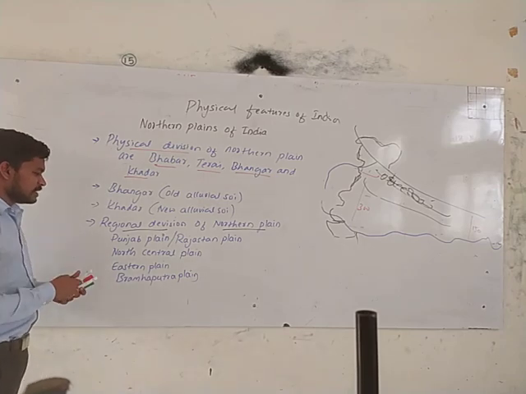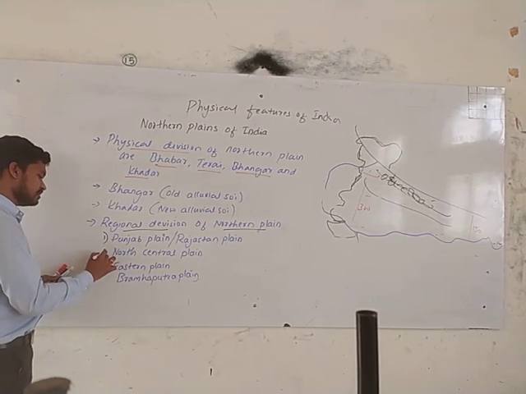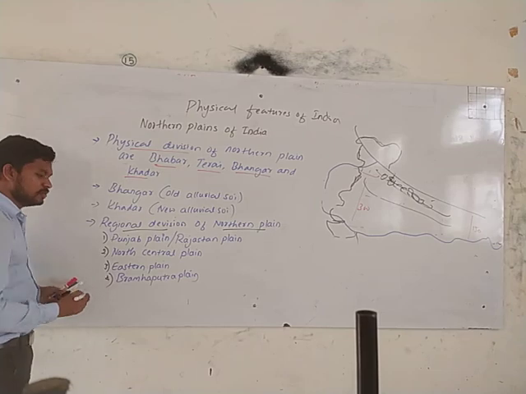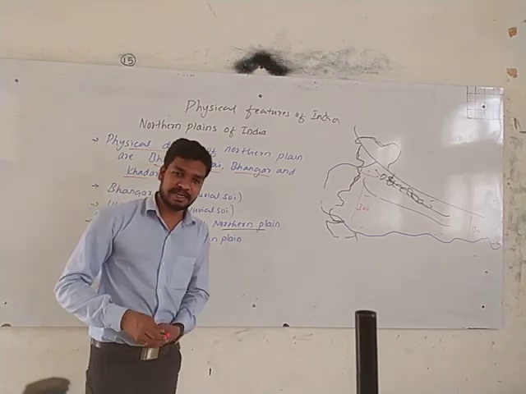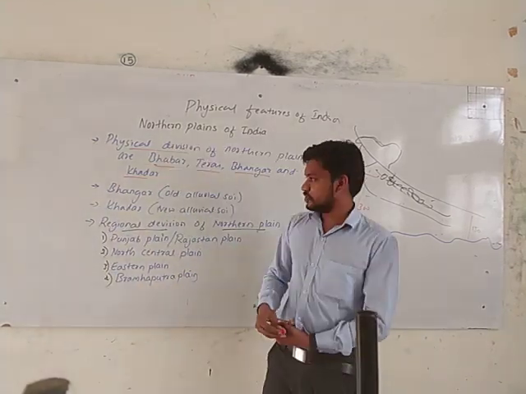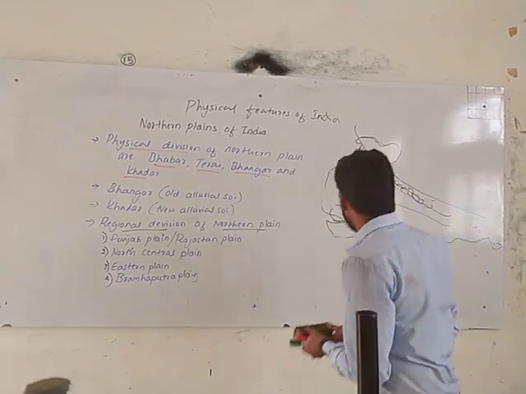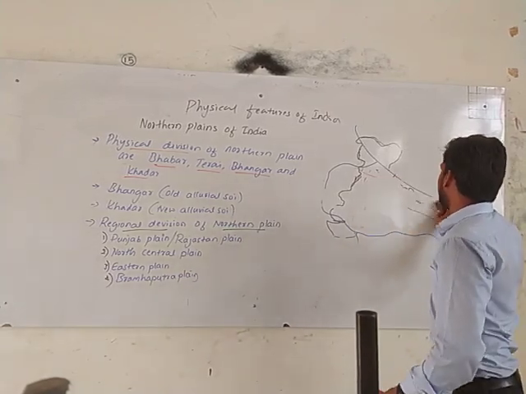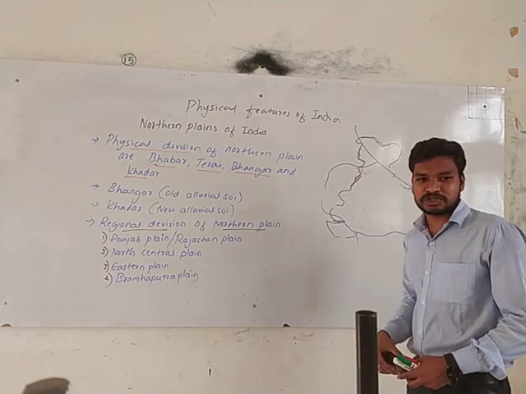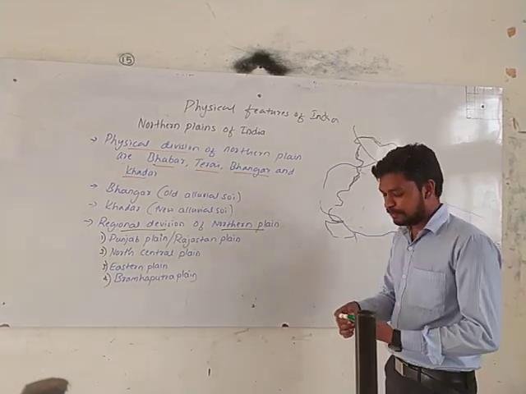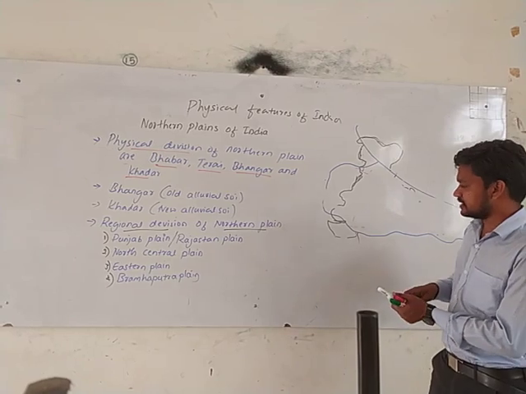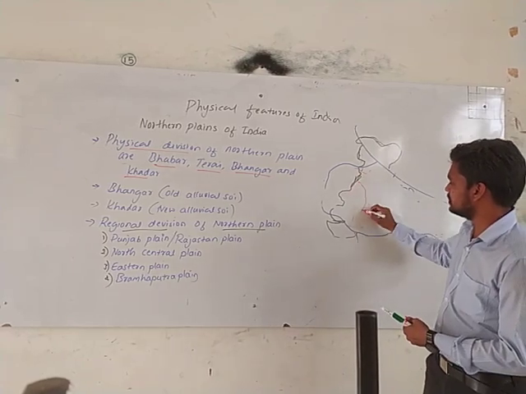So as you know, mainly these plain areas in northern part of India are formed due to the deposition of sediments by the rivers. So here in the northern part of India, we have three important main rivers which are the cause for the deposition or creation of the northern plain. Here we have a desert. Apart from the desert, we will discuss the plains.